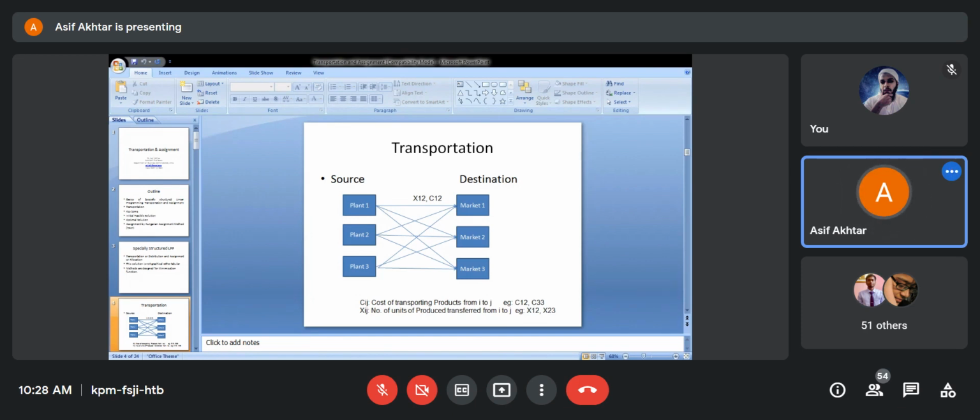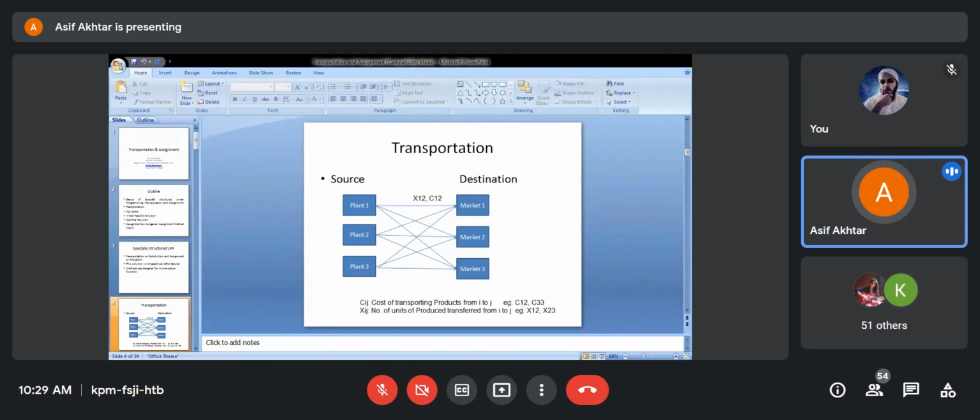On the right side of the picture, you will see the destination: market 1, market 2, market 3. So destination stands for customers. So the problem is that goods or services are transported from source to destination. And you see the lines are drawn from source to destination, and all the possible lines are drawn. If we quickly count how many lines we have, nine lines. Simple, 3 into 3, 9 lines. These lines are possible routes.